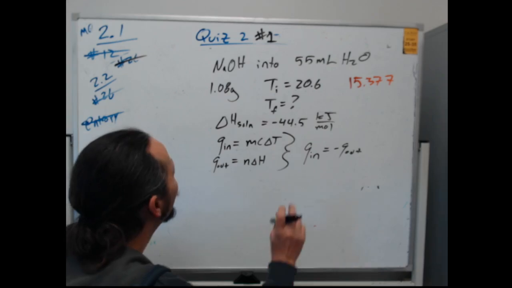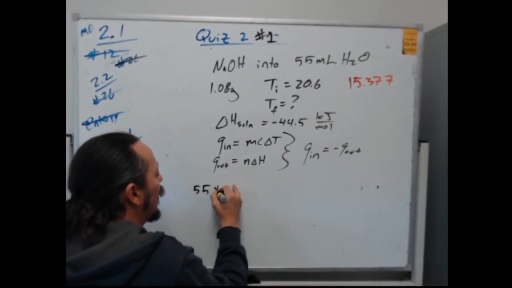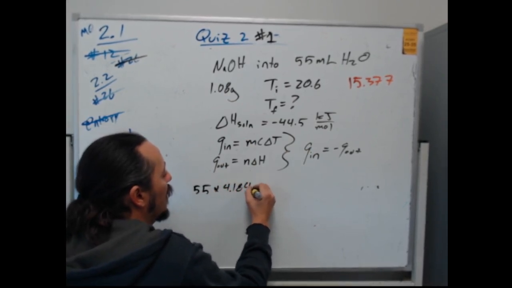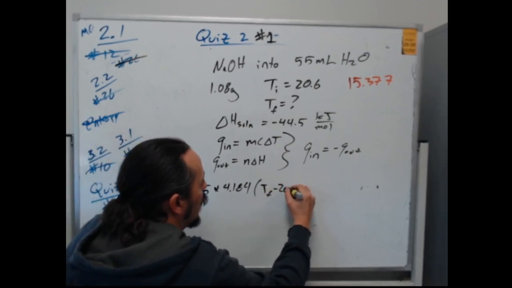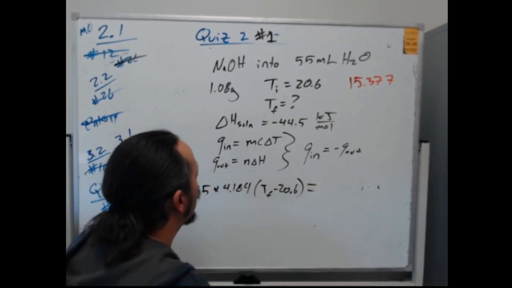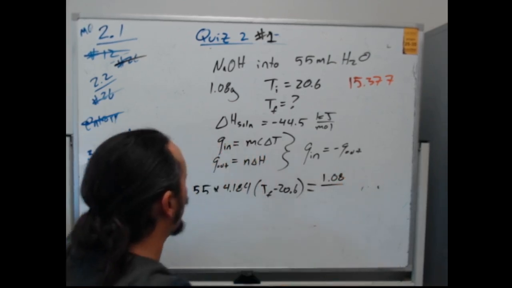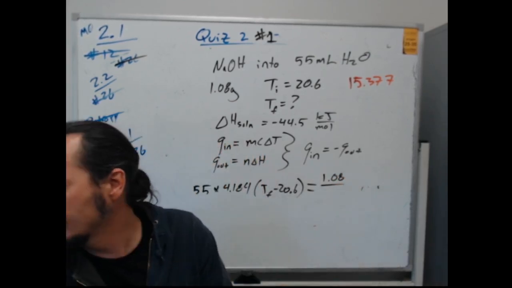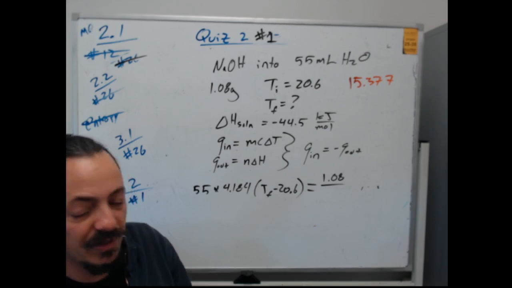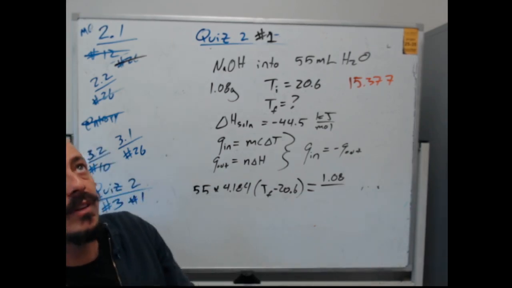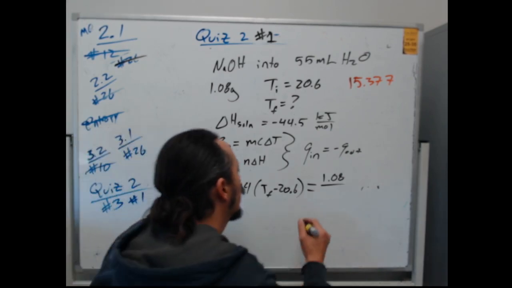So MC delta T equals n delta H. We've got 55 milliliters. That's going to be 55 grams times 4.184 times our delta T, which is going to be T final minus 20.6. That's going to be equal to n delta H. We're going to have 1.08 grams divided by the molecular weight of sodium hydroxide. I need a periodic table for that. Hydroxide is going to be 16 plus 1, plus sodium is 23. 16 plus 1 is 17. 23 plus 17 is going to be 40.